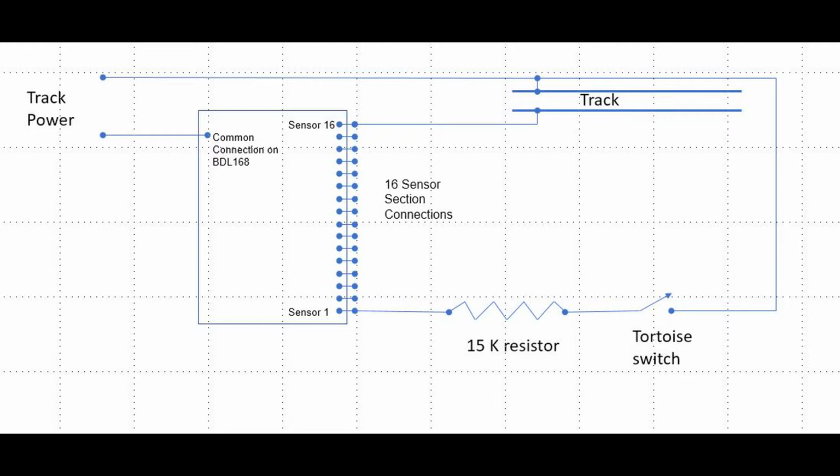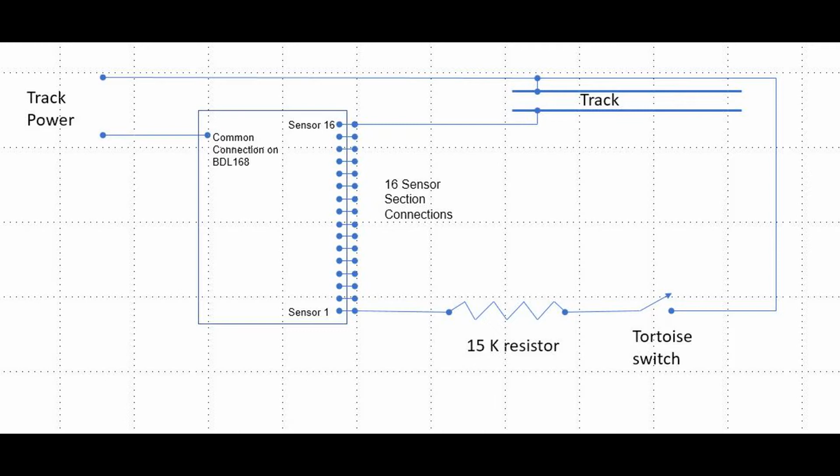so that the engine or other resistance car, such as a lighted passenger car or a car with resistance wheel sets on them, will create a resistance across the track, thus creating a flow of current from the two sides of track power through the BDL168, which senses that current flow and sends a signal to JMRI indicating that that track segment is occupied or active.